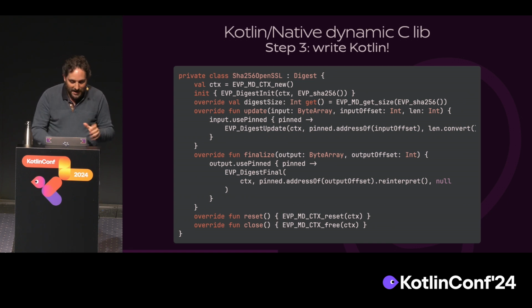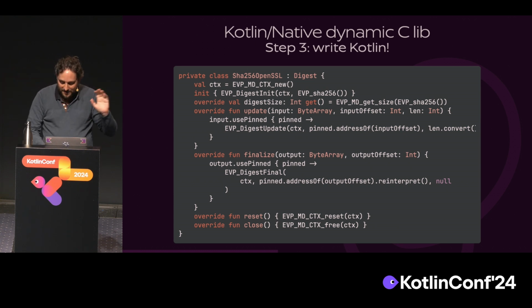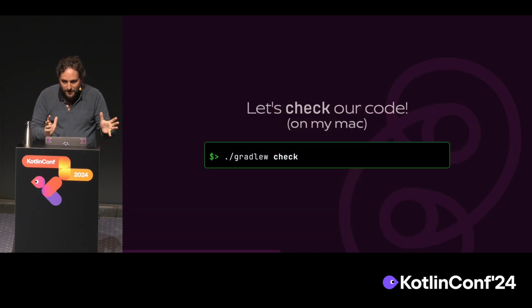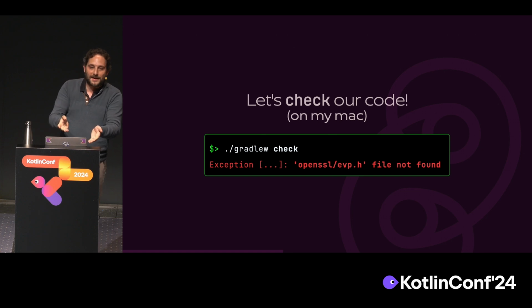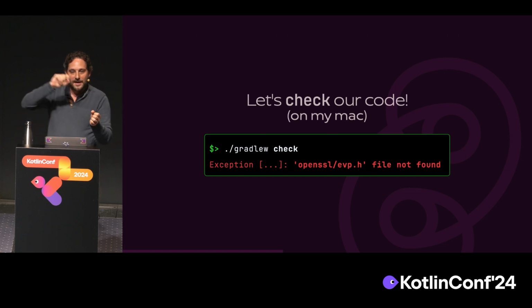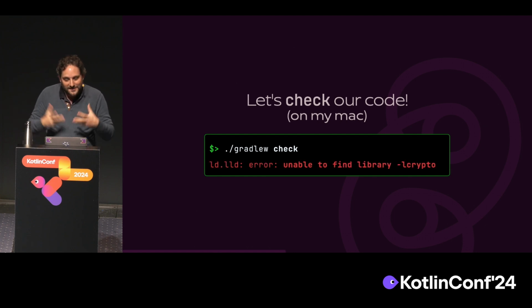Okay, I've written SHA-256 for JVM, Android, and all Linux systems and iOS systems, and I'm ready. Let's try. Well, I run Gradle check, and there's no header, because I'm on my Mac, and on my Mac it's not the same header locations, so I need to provide the headers, okay? I do that, and it still doesn't work. It wants to link with crypto, but I don't have crypto, because crypto is for Linux. On my Mac, I use the Apple C libraries.